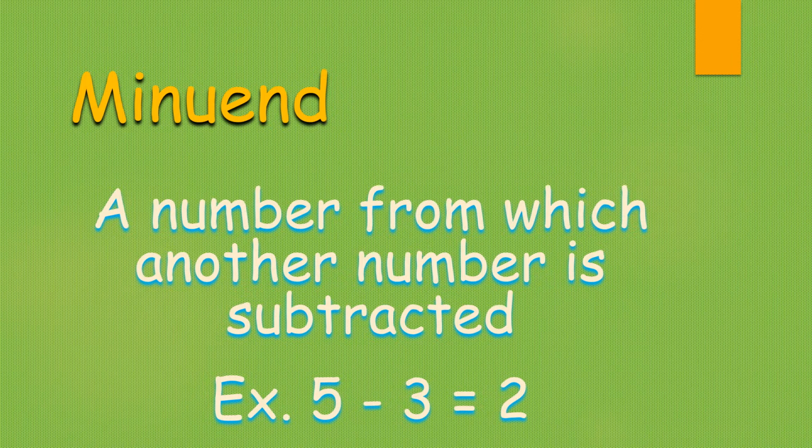Minuend. It is a part of subtraction. A number from which another number is subtracted. Let's see. Example, 5 minus 3 equal to 2. That means 5 is your minuend.